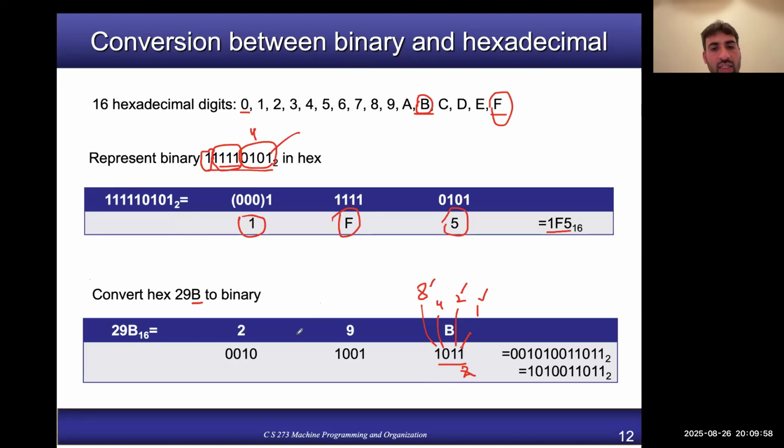Then for 9, I can simply write the binary of 9, which is 1001. Again, you can either use the weights if you are comfortable with that, or you can do repeated division by 2 on 9 and you will get the 4-bit value 1001. And for 2, you can also either look at the weights or do the repeated division and you will get the 4-bit value 0010. When you put all of them together, you will get this binary number. We can ignore the leading zeros because they don't have any value here. So we have 101, 0011, 1011.